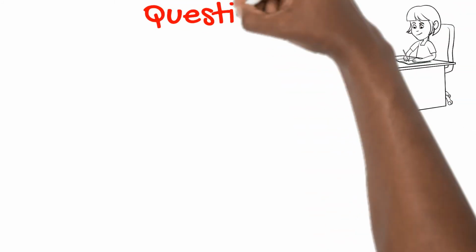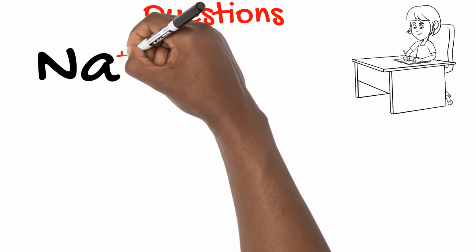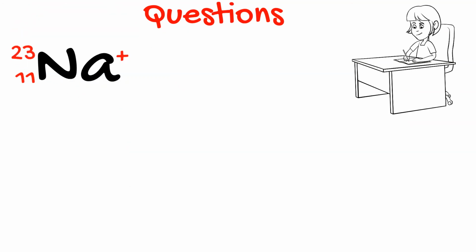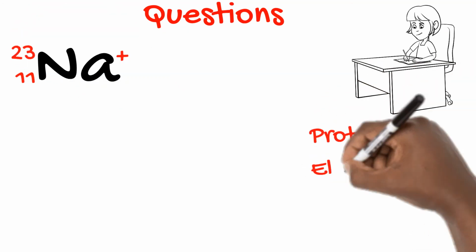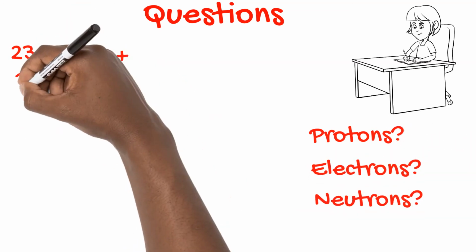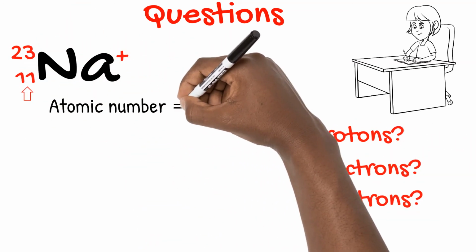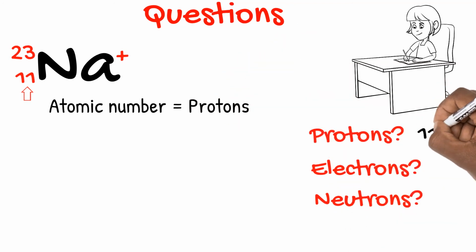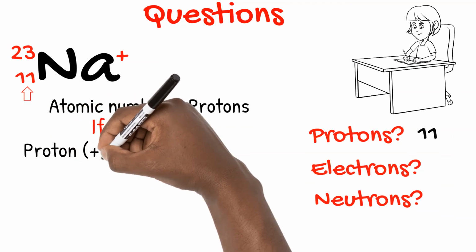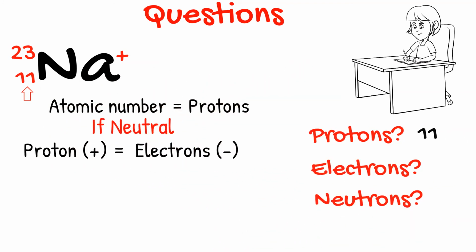So finally, let's look at one quick question. So you have a sodium ion with an atomic number of 11 and mass number of 23. And you're asked to find the number of protons, electrons, and neutrons. Well, first off, the atomic number means the number of protons, so we have 11 protons. Now, if the atom was neutral, then the number of protons should be equal to the number of electrons. But this positive charge shows that 1 electron has been lost, so now we have 10 electrons.